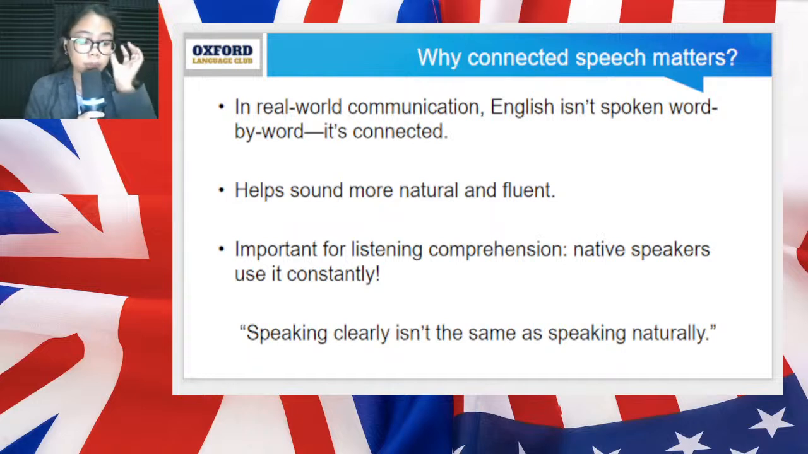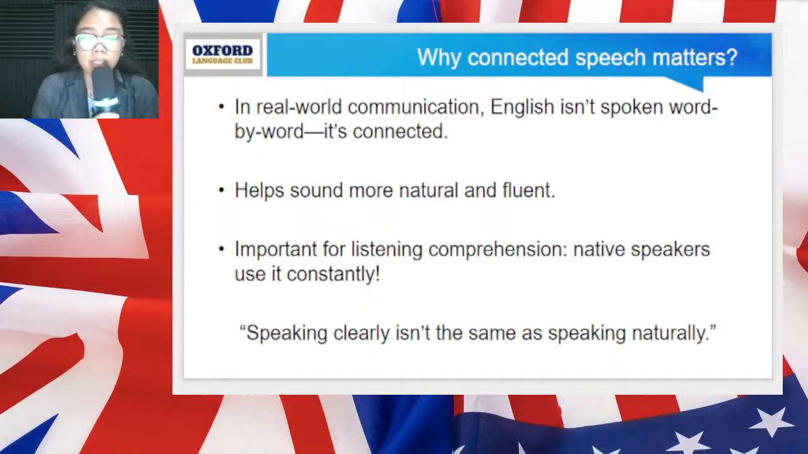In real world communication, English is not spoken word by word. It's connected. It's already mentioned earlier, but let's try to dig deeper into what this is trying to say. This isn't just an academic concept, it's the reality of how people communicate every single day.